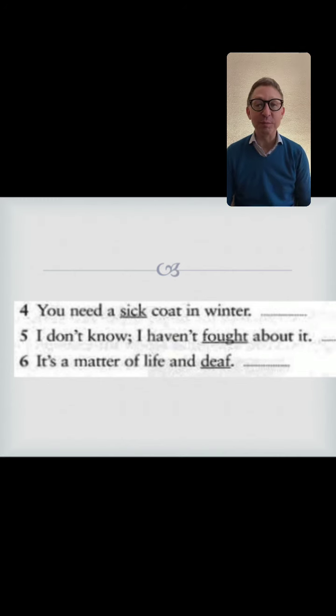And finally, number 6, it's a matter of life and death. It's a matter of life and death. Deaf with an F means you can't hear. I'm deaf. He's deaf. You can't hear. So we want to say death. This is a phrase, life and death. It's a matter of life and death. This is a phrase, but also can be literally interpreted.